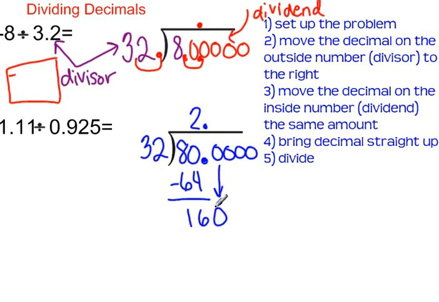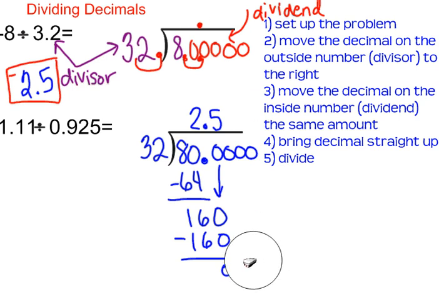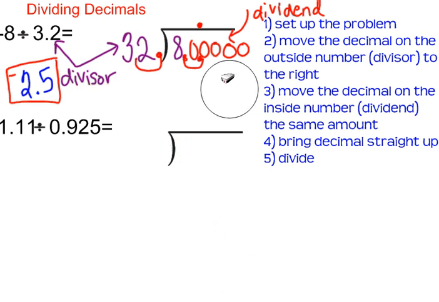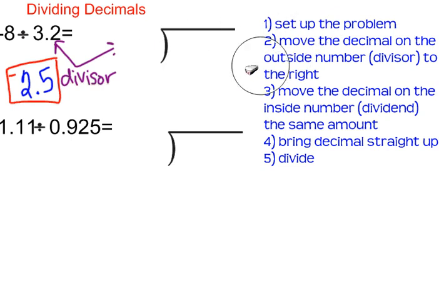Bring down a 0. 32 goes into 160 5 times. 32 times 5 is 160, and my answer is done. I'm going to go put this in my answer box. There's that negative from the beginning of my problem. My answer is -2.5. Now again, you can pause the video right now to keep all of this work if you're still copying it down. I'm going to go ahead and erase it so that I can set up my next problem.